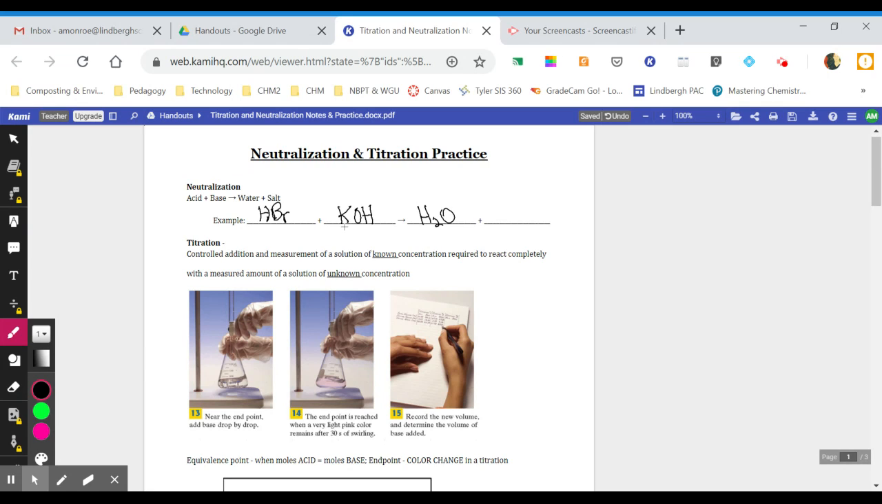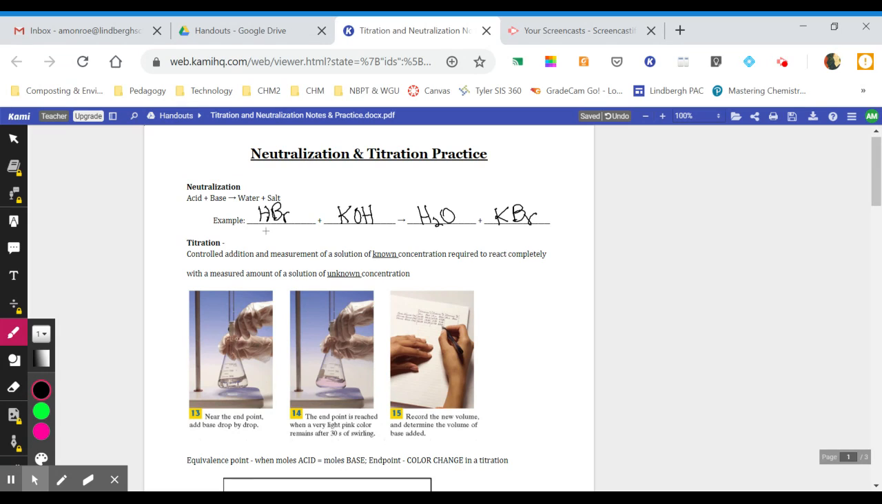Potassium is the positive ion, so it's going to be listed first. It has a +1 charge, and bromide has a -1 charge. So they balance each other and just make KBr. And this is called a salt because it's an ionic compound that dissolves in water. So those are always called salts, even if it's not table salt. So all neutralization reactions will do this.